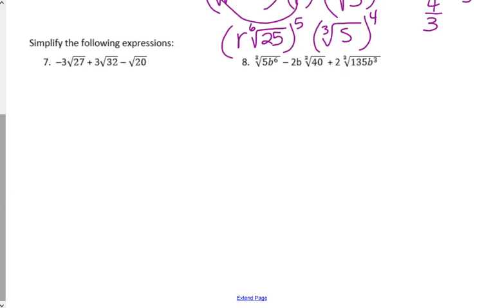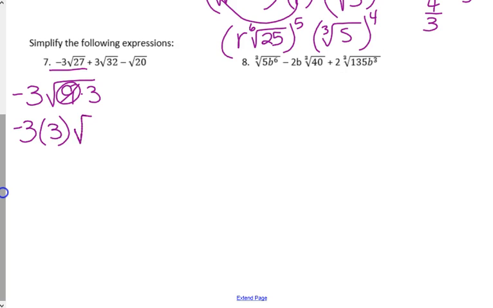So let's go ahead and start with our first one, negative 3 times the square root of 27. Negative 3 goes on the outside, and 27 is 9 times 3. 9 is a perfect square, so we're going to go ahead and pull it out. So negative 3 times the square root of 9, which is 3, all of that times the square root of 3. Negative 3 times 3 is negative 9. So our final answer for that part is negative 9 times the square root of 3.